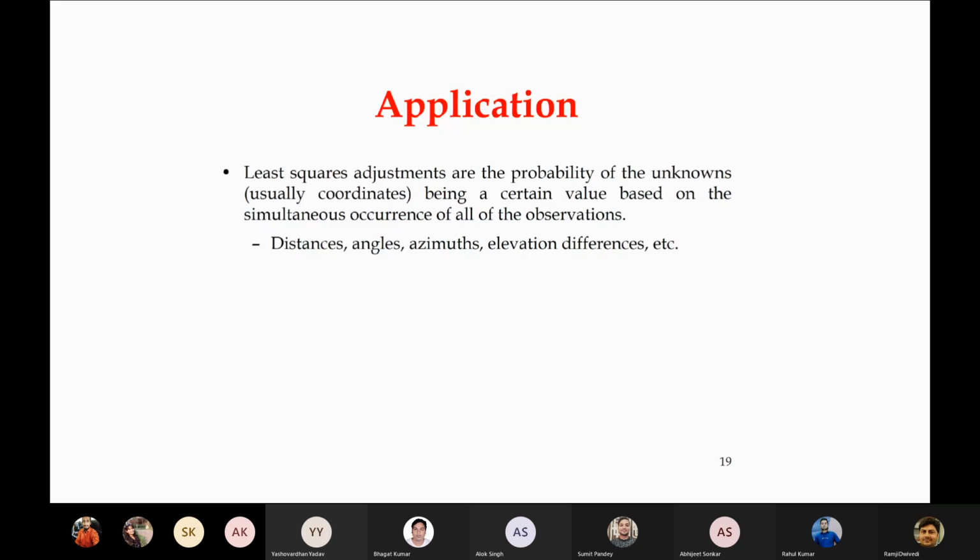There are certain statements which are very early to comment on, but gradually when we reach the final stages of this course, you will be the one who will be using those statements: that with this much probability the value of this would be this. It is the way of explaining the answers in our domain. If you have to find out the coordinate of any unknown point, it is not with 100% probability. It is with a certain level of probability you are saying, because your observations are erroneous. So at this moment, you only understand that least square adjustments are the probability of the unknowns being a certain value based on the occurrence of all the observations.